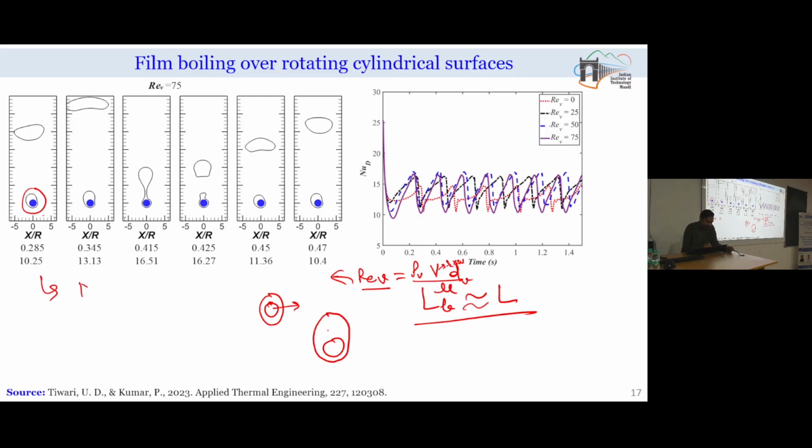So, what has been done? The surface averaged Nusselt number has been defined, and if you calculate the surface average Nusselt number, its value is 10.25 here. You can see that when the amount of vapor volume is increasing, its value is increasing, and once the vapor has just departed, it again starts decreasing and reaches almost the initial value, and after that this cycle will keep on continuing. That is what you can observe here in this graph.